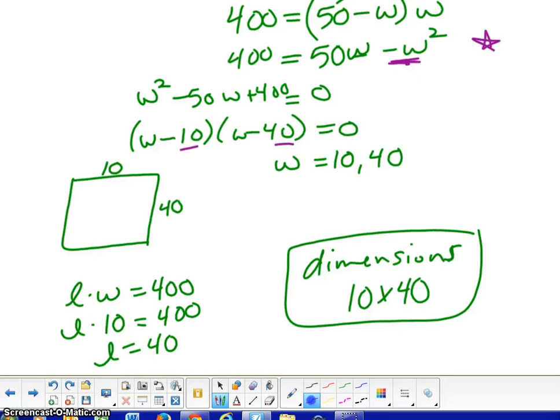Factoring 10 and 40, and then you get the width could be 10 or 40 depending on how you look at the rectangle. But anyway, the way you plug 10 in, you're going to end up with L equals 40 anyway. Dimensions are going to be a 10 by 40. Okay, let's go on to the next example.